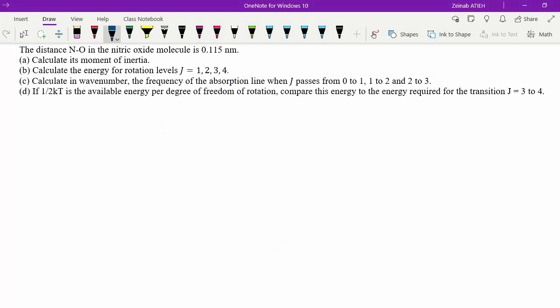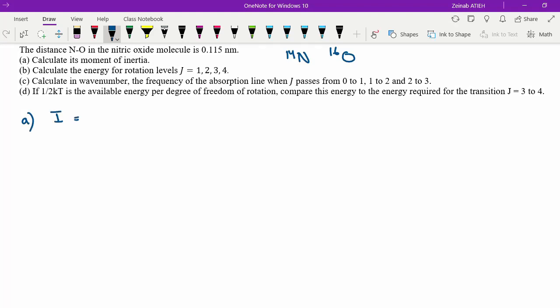Let's check this exercise. The distance NO in the nitric oxide molecule is 0.115 nanometer. By the way, nitrogen has a mass number 14 and oxygen has a mass number 16. Calculate its moment of inertia. So I will leave the calculation for you.